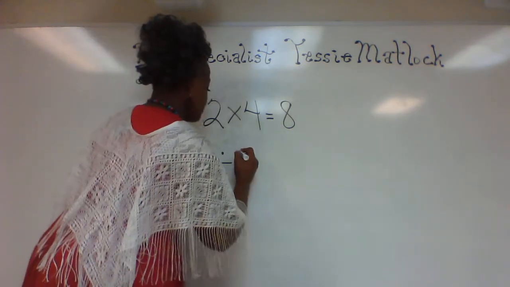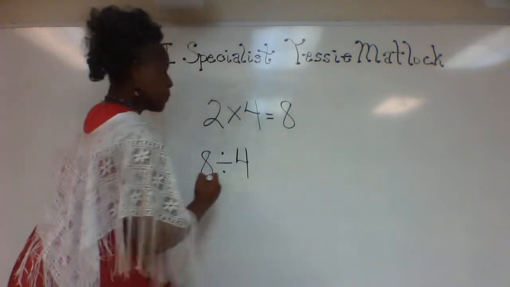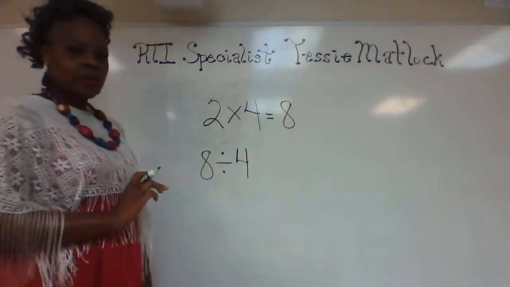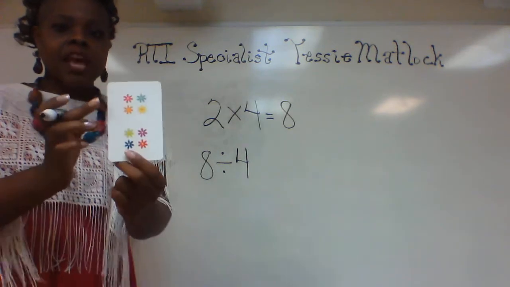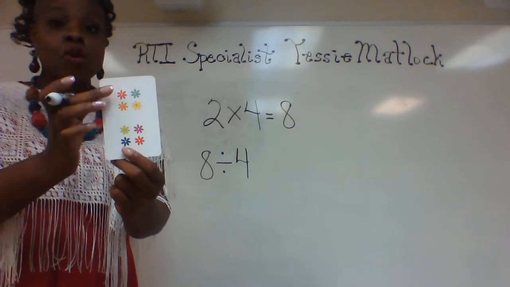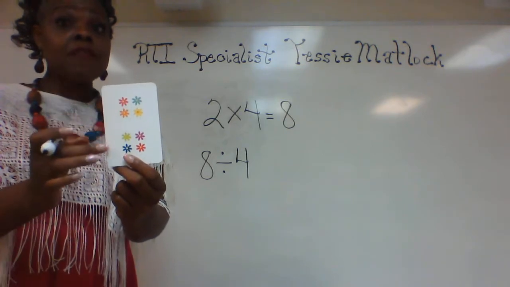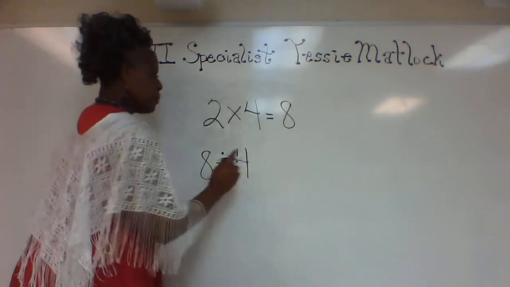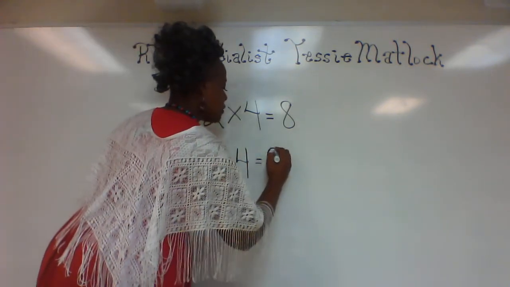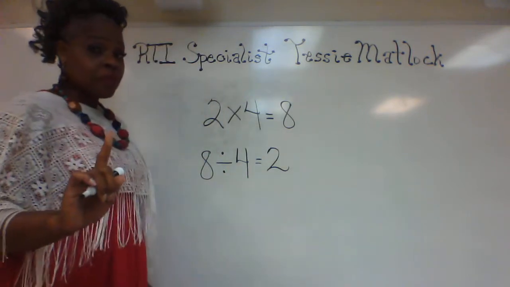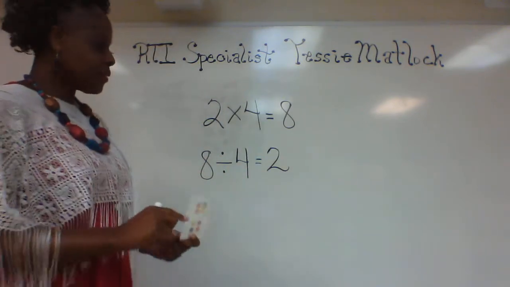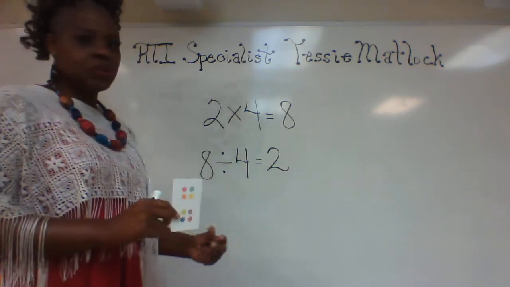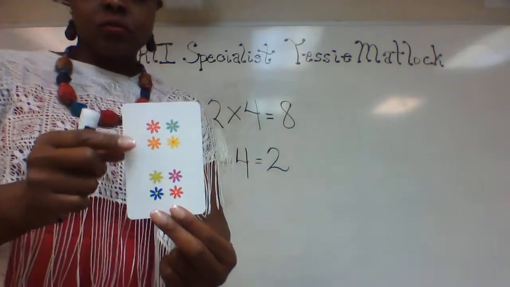8 divided by 4, because 4 is how many groups, or how many is in each group of, good, 2. So it's going to break 8 up into 2 different groups. Now, stay with me because I'm going somewhere with this. 8 divided by 4 is 2. See, 2 different groups of 4.